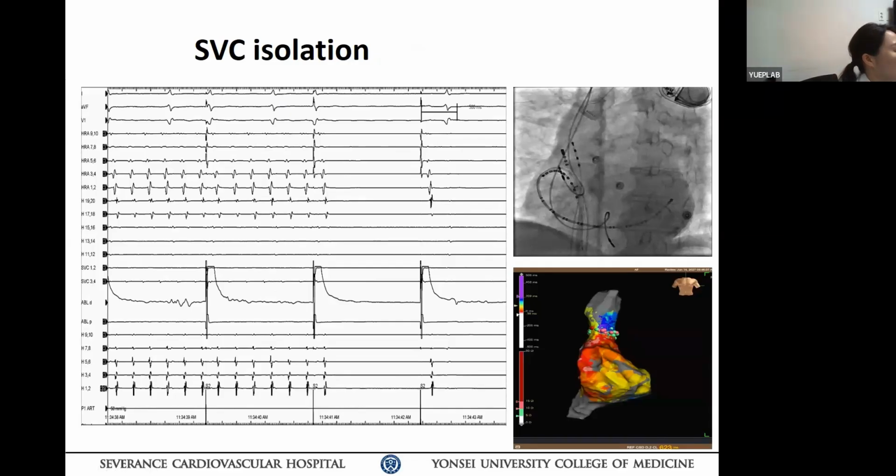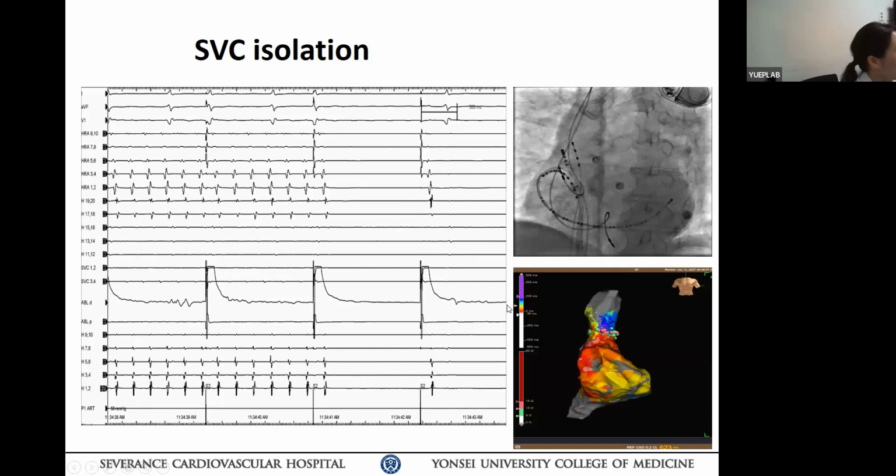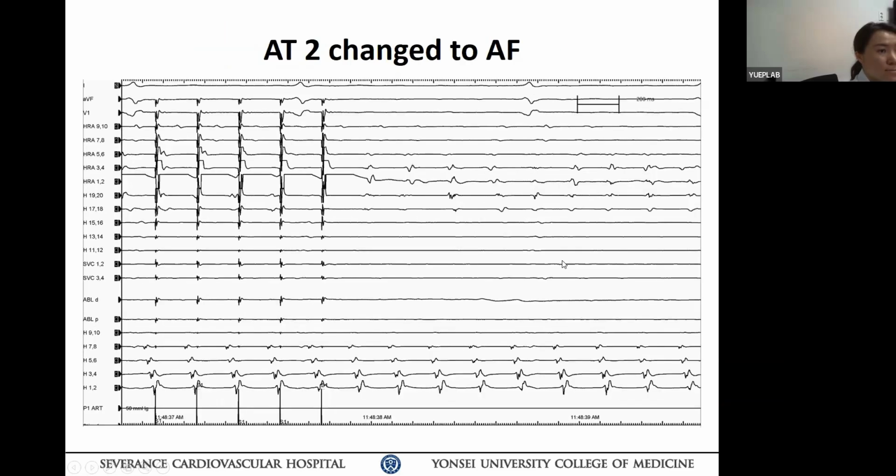How did you pace? How much energy? 15. You should know that. 10 volt. 10 mA is too high. Yeah, because the SVC is a distensible structure. Even though it is a little away from the phrenic nerve, it can capture.